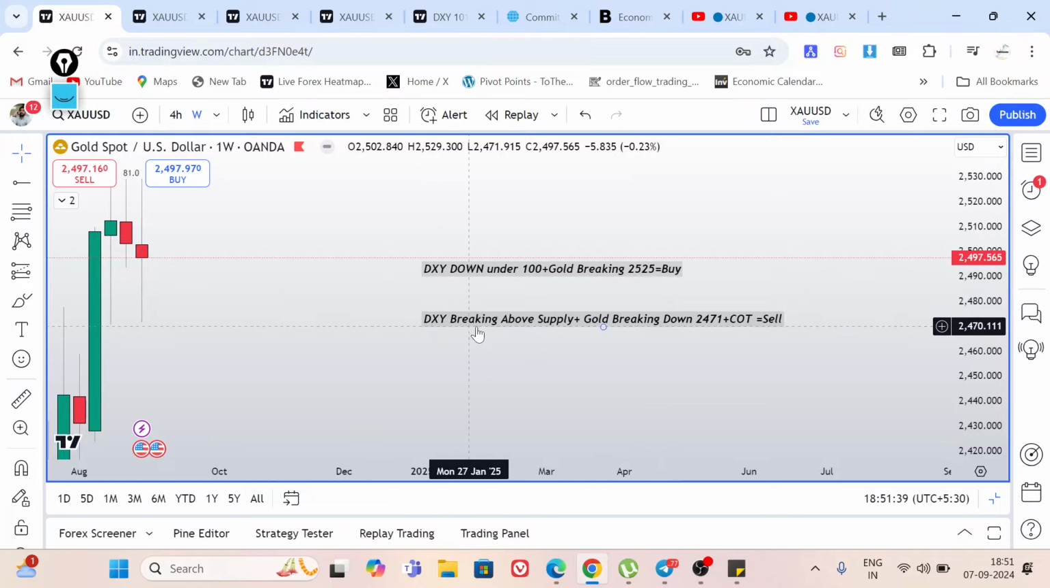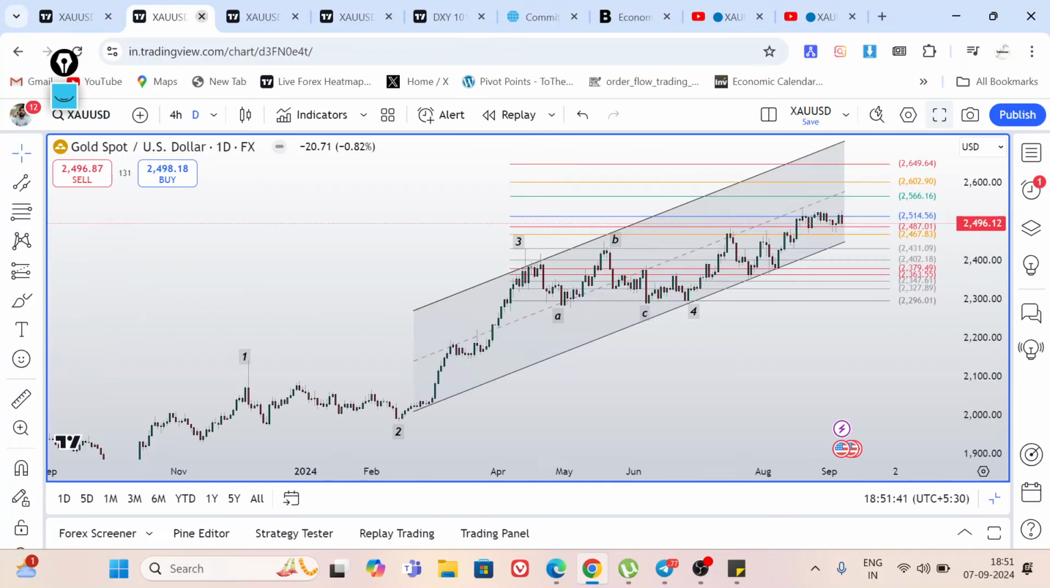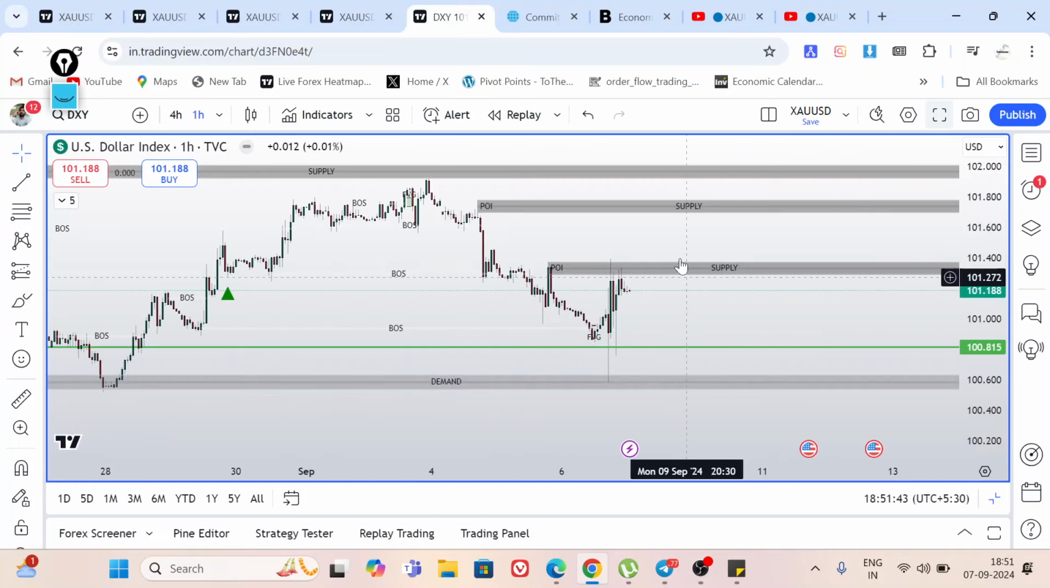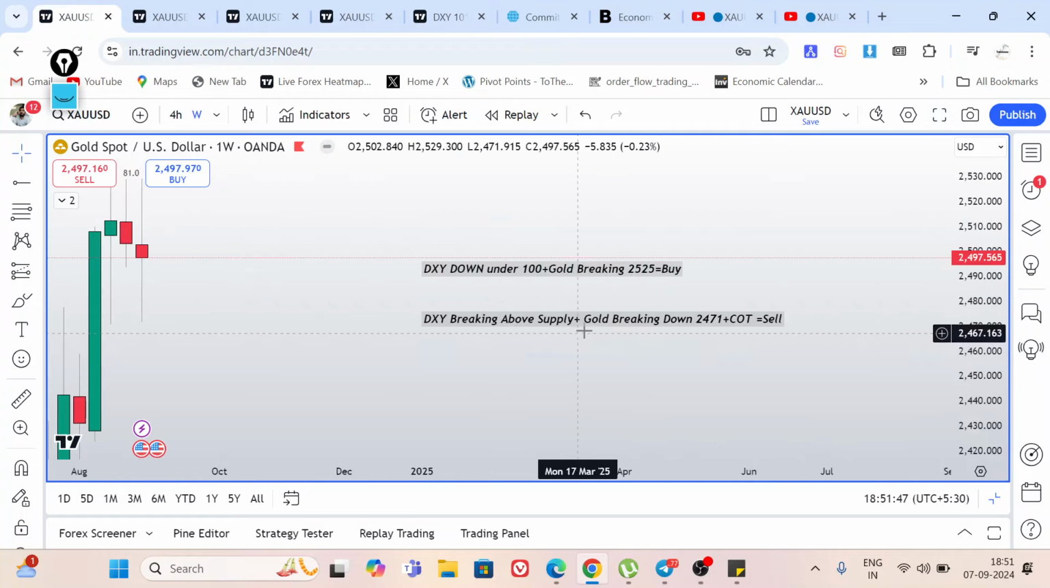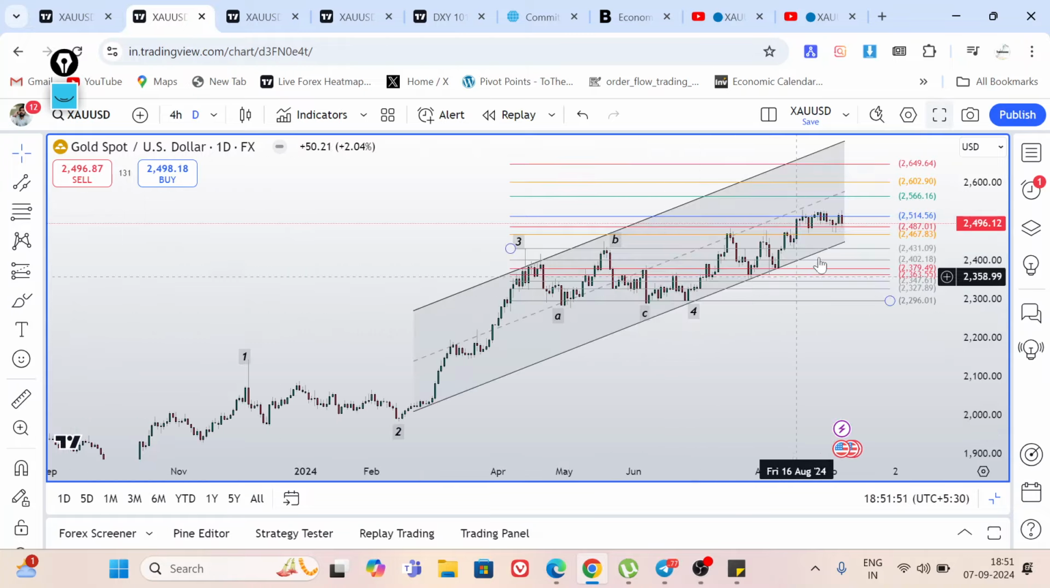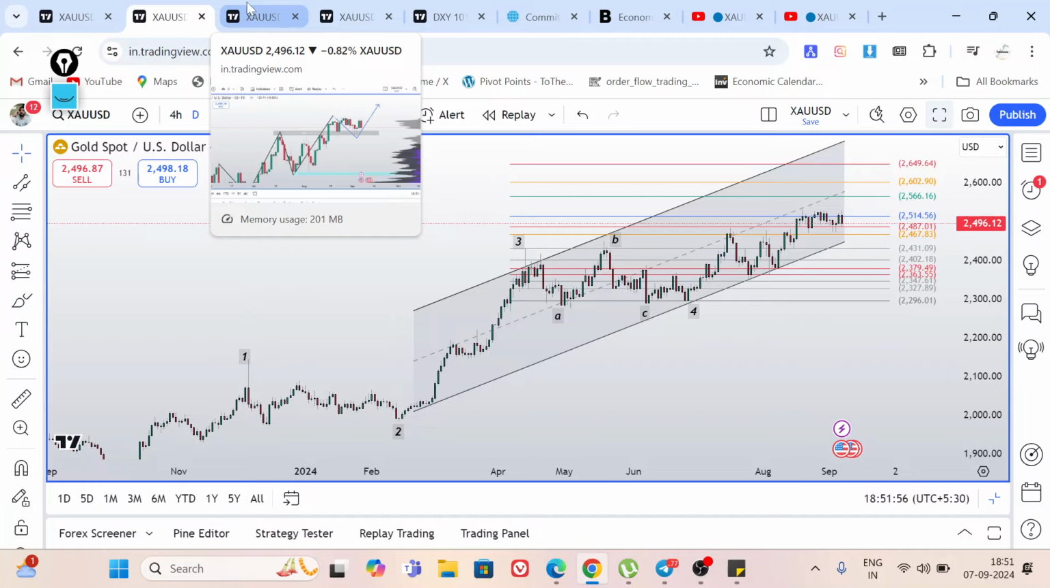Also, if DXY breaks above this supply area, if it breaks out above supply, and gold breaks down under 2471, this level 2471-2475, then this can generate a selling opportunity.